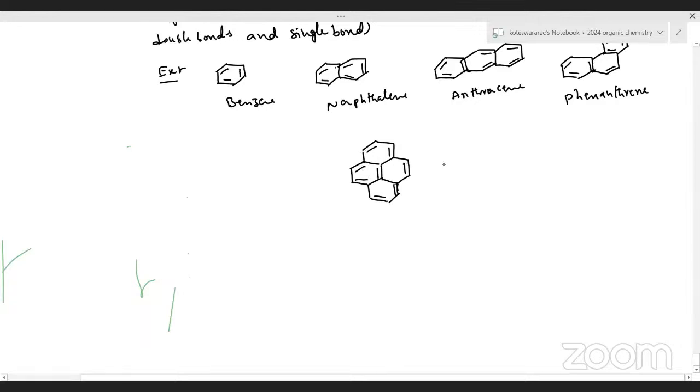This is called pyrene. All these molecules belong to benzenoids because all the rings resemble benzene. That's why these are called benzenoids. Next, non-benzenoids: the name itself indicates that no benzene-like structure appears in these molecules. At least one of the rings should not be benzene-like.